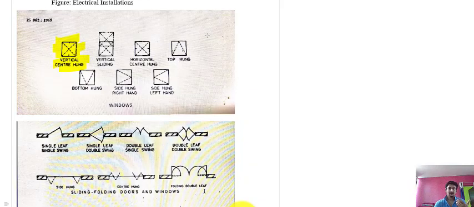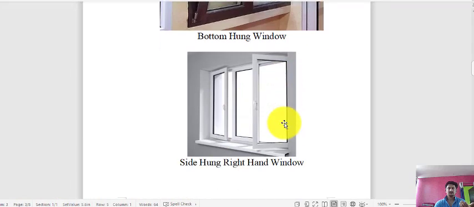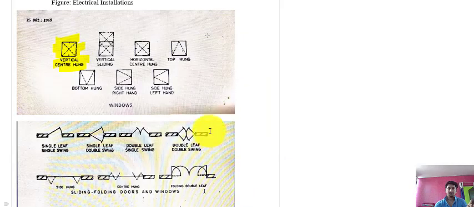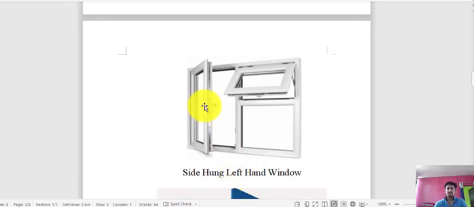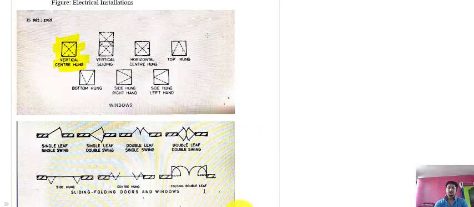The side hung right hand is a type of window available in your home. When you are using your right hand for swinging it, that is side hung, hanging sideways on the right hand side. Now side hung left hand will be hanging on the left side. This is similar to top hung, and this is side hung left handed. These are all the types of windows and the symbols for those windows.